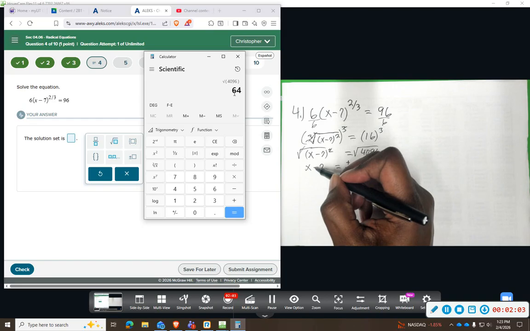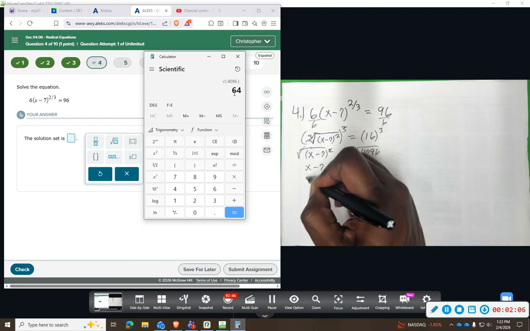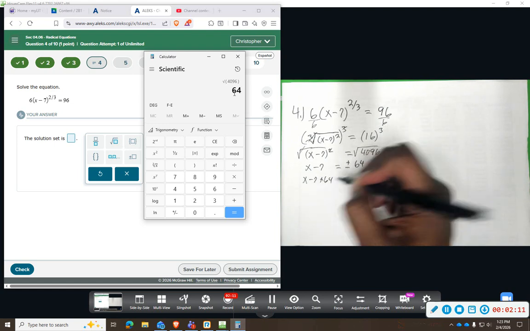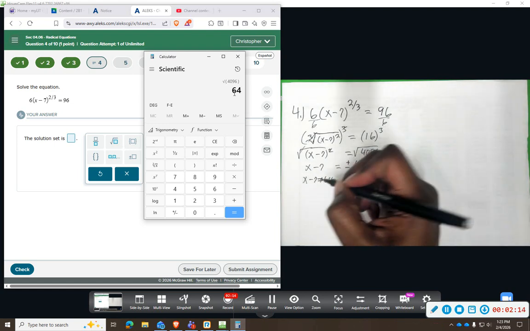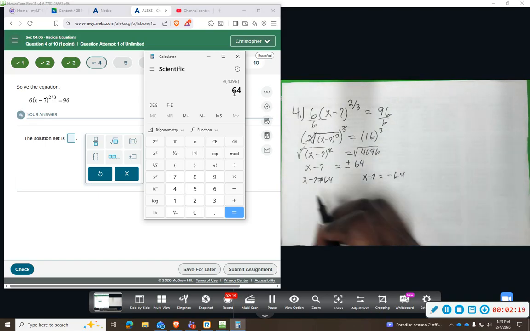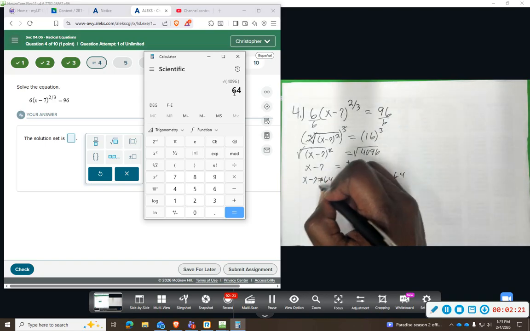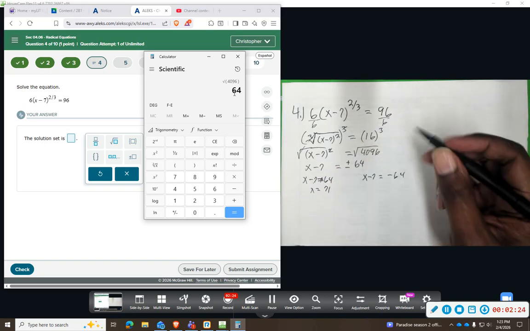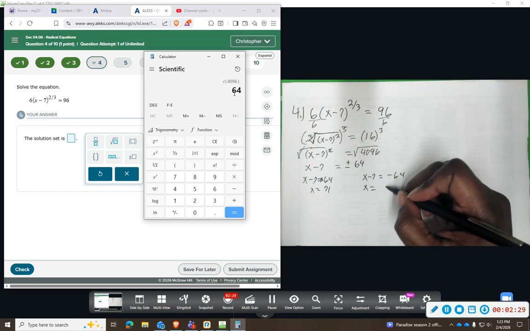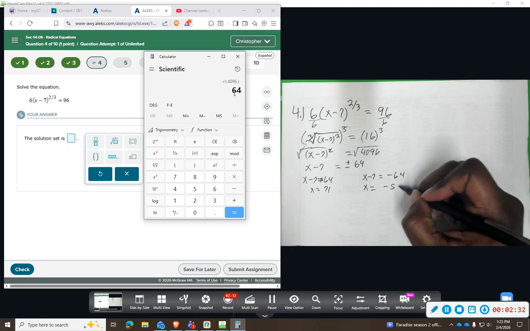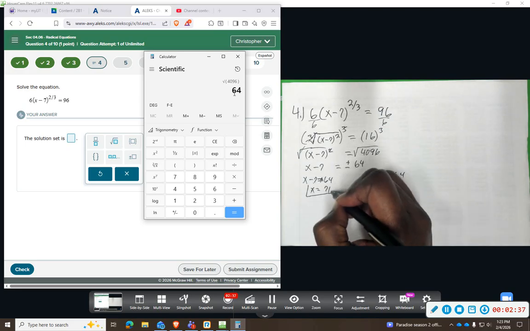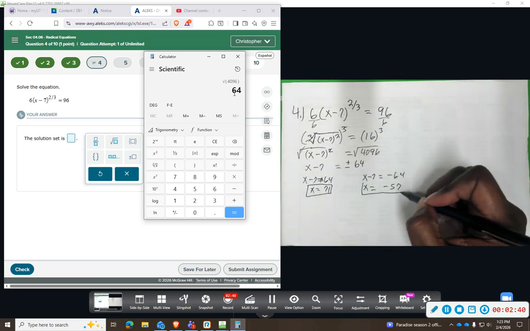and then we're going to have two expressions, x minus 7 equals 64, and then we'll have x minus 7 equals a negative 64. We're going to add 7, x equals 71, add 7, x equals a negative 57, and we need to check to see if both these answers work.